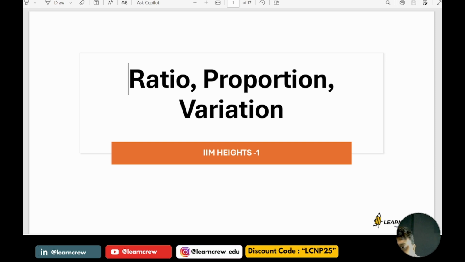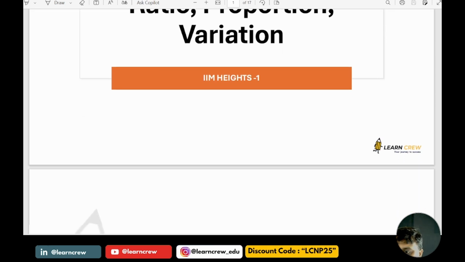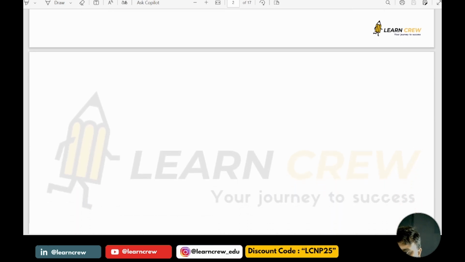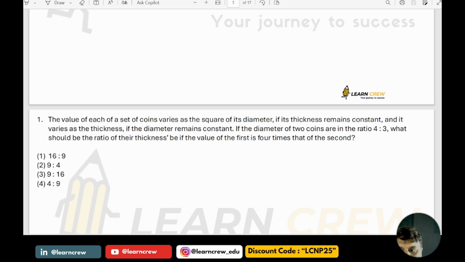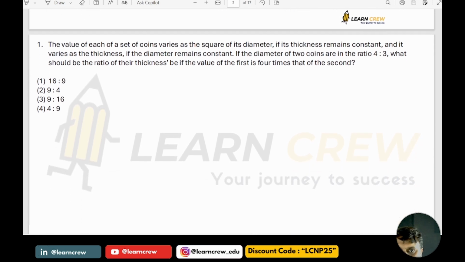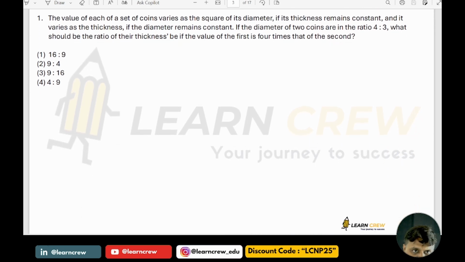Hi everyone, welcome to today's session on ratio proportional variation. We already solved foundation builder 1 and 2, and now we're going to discuss some important questions from your examination point of view, some high standard questions. See the first question here.